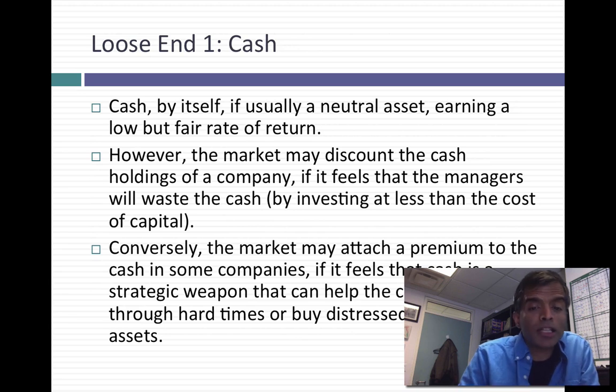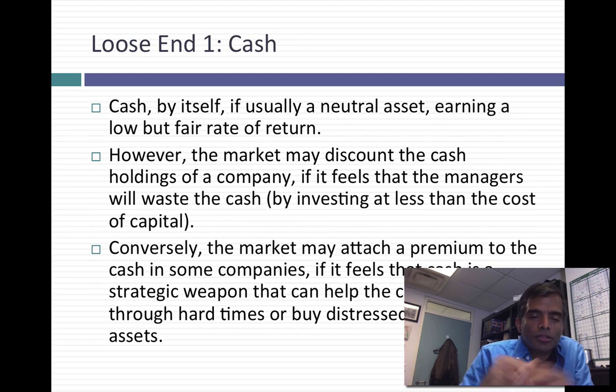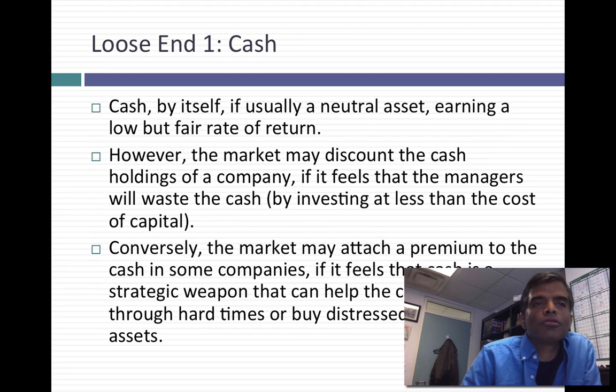Sometimes markets may attach a premium to the cash because they think you can use the cash not just in some productive way, but as a strategic weapon, where if markets shut down, you're able to use the cash to buy assets at a discount. So the key thing whenever you have cash in a problem is to see if there are any other clues that I've given about what the market might do with the cash.